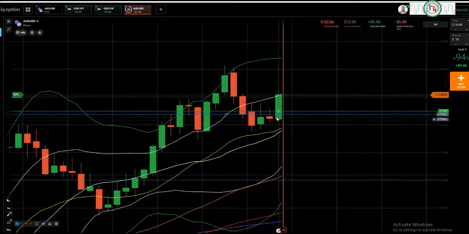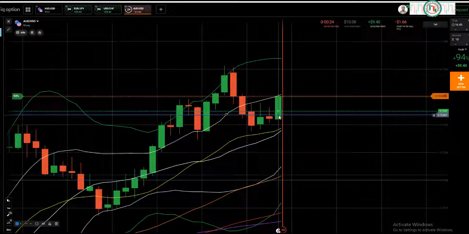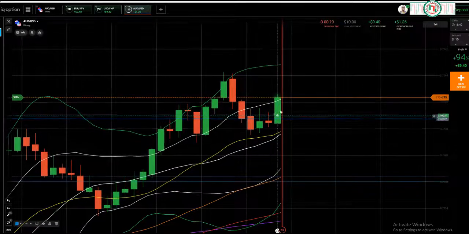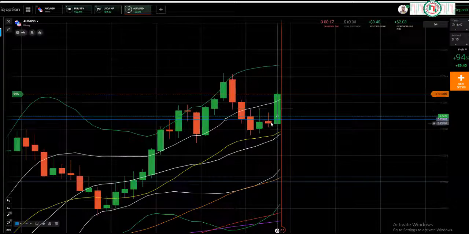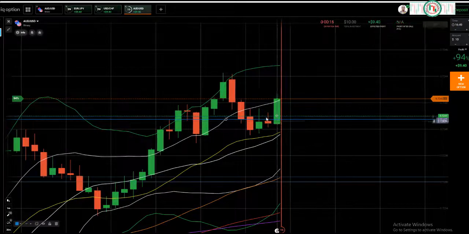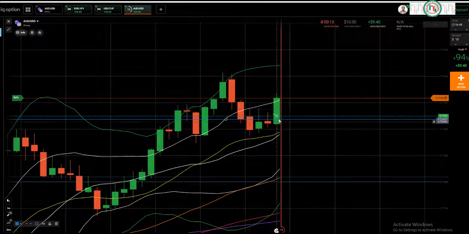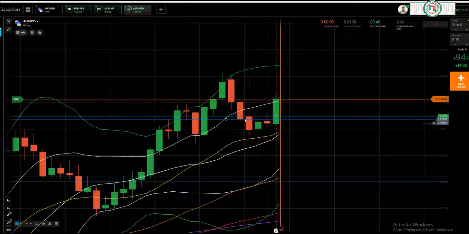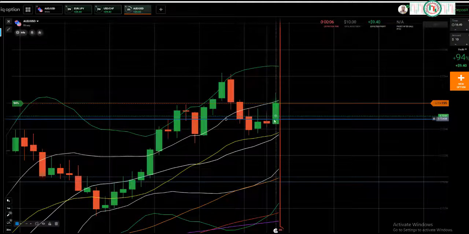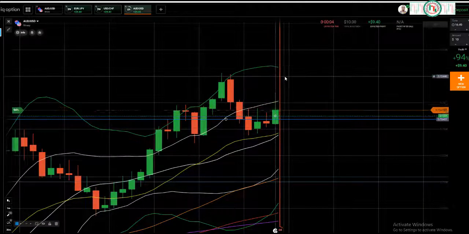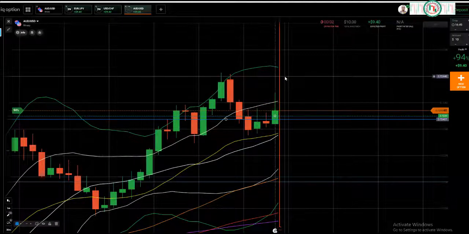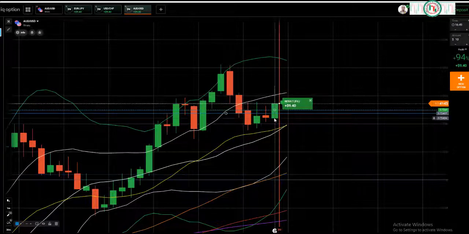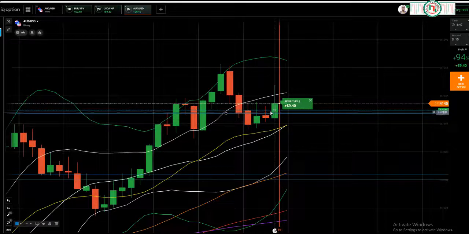I wanted to enter at this level, but market took me up, but no problem. I know definitely this level is very, very strong. Market will not come back and close below this level. Market must close above this level. So that's why I place my trade call option. Market will never reverse back. You see, this is another winning trade, because this is a very, very strong level.